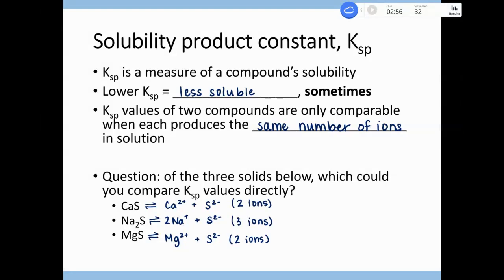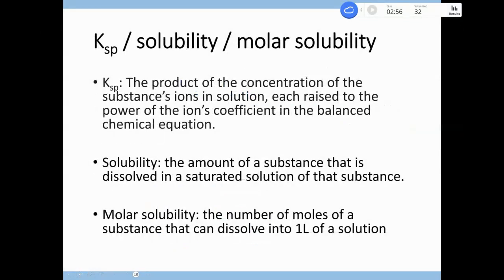One way to compare across compounds, even if they produce different numbers of ions, is with molar solubility. This is on the next slide, and we'll go through that here. So KSP, we've been talking about. This is a measure of solubility, and it is the concentration of the ions present in solution raised to the power of the coefficients, the product of that.